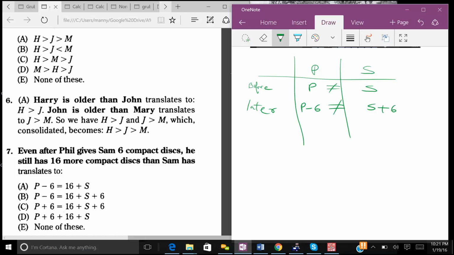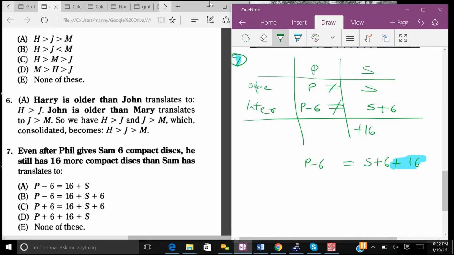That's not equal either. So what are you going to do? Well, you need to make it equal. So you go to the store and buy 16 for Sam. If you buy 16 for Phil, he will have 32 more. That won't be equal. So Phil stays the same, but Sam will have an extra 16 to make it equal. All right, so that's why the answer should be B. Make sense? Makes sense. Yeah.